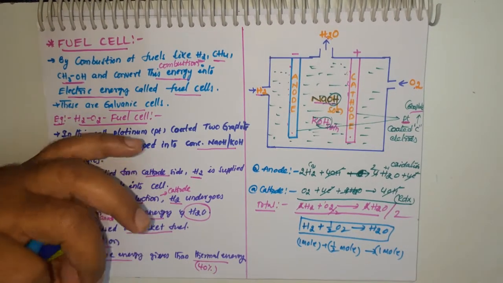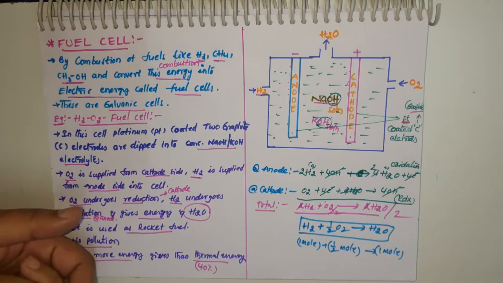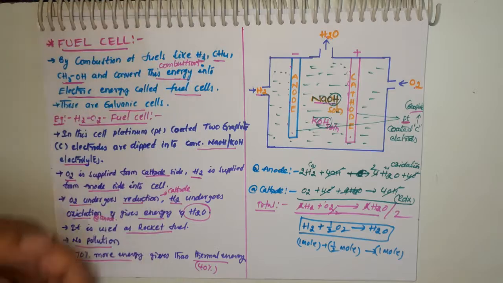This relation is very important for solving further problems. Okay, students, this is the fuel cell. It is used as fuel in rockets. The best example for fuel cells is the oxygen and hydrogen fuel cell.